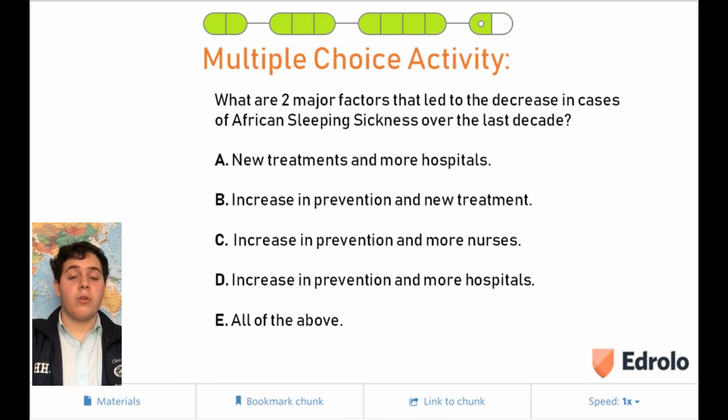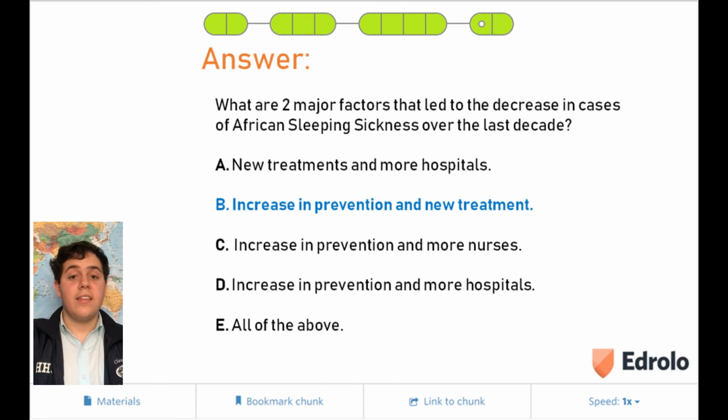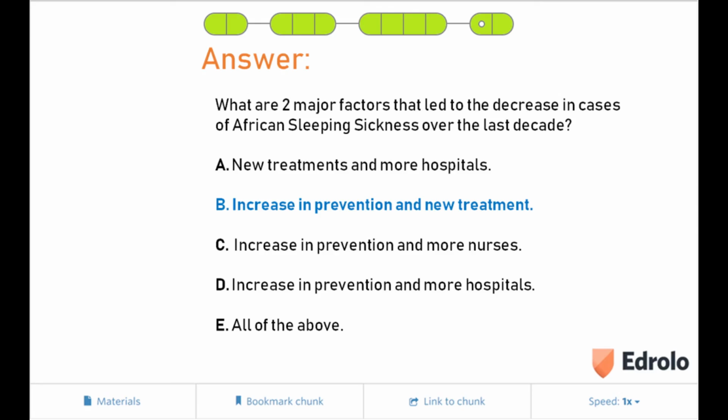Okay, so we are now up to a multiple choice question. What are 2 major factors that led to the decrease in cases over the last decade? Is it A, treatment and hospitals; B, prevention and treatment; C, prevention and the introduction of nurses; D, prevention and hospitals; or E, all of the above? Sadly, the answer is B, not E.